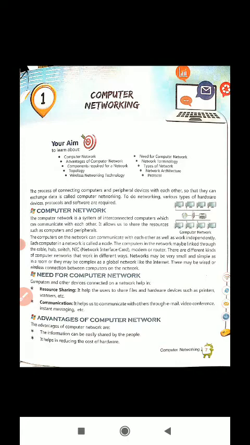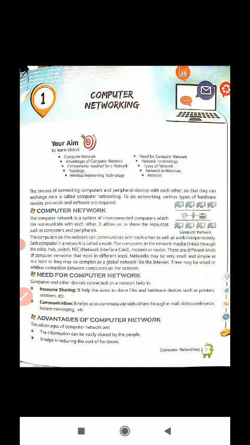Peripheral devices are the devices which are externally connected to the computer, like a printer, a pen drive, a keyboard, a mouse. So these are called peripheral devices. When many computers and peripheral devices are connected together through any cable or any device, that type of network is called a computer network.